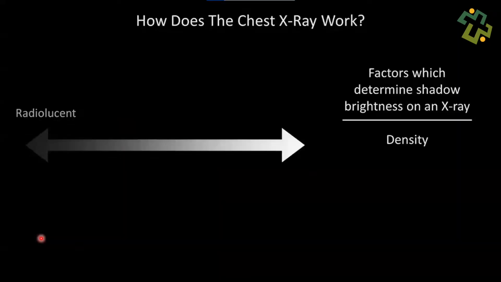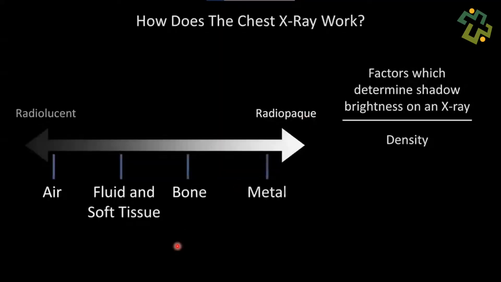Okay. So in summary, guys, there is a spectrum of radio densities into which different materials fall. Those that allow X-rays through are called radiolucent and appear black or near black on the X-ray. Those that block most X-rays are termed radio opaque and appear white. Now, for medical X-rays, there are essentially four classes of material that we speak about. There's air, which is the most radiolucent, and next is fluid and soft tissue. Then is bone, and finally metal.